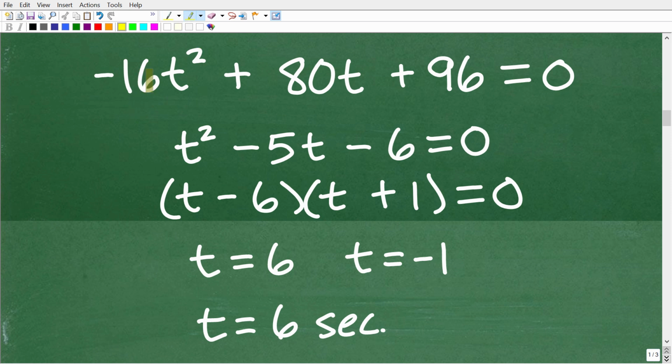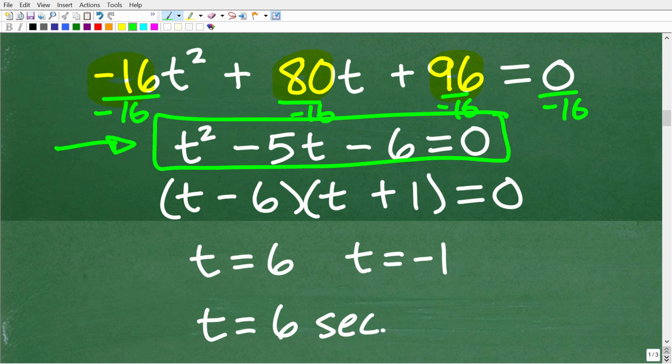Now, if we notice here, we have a negative 16 in front of the t squared, an 80, and a 96. We'll hopefully recognize that 16 is a factor of all these numbers. So we can simply divide everything by negative 16. In algebra, we want to make our life really easy. If we divide each one of these terms by negative 16, to include this 0 over here, we get t squared minus 5t minus 6 is equal to 0.